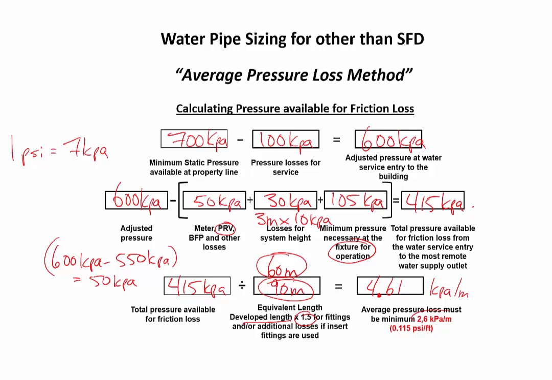As long as we exceed 2.6 kPa per meter, then the average pressure loss method can be used, the table can be used. If we're doing the calculation in psi and feet, then the minimum is 0.115 psi per foot available. If these minimums aren't met, then a detailed engineered calculation would need to be performed.